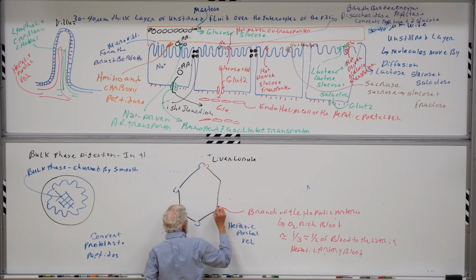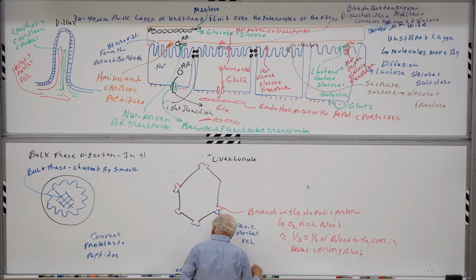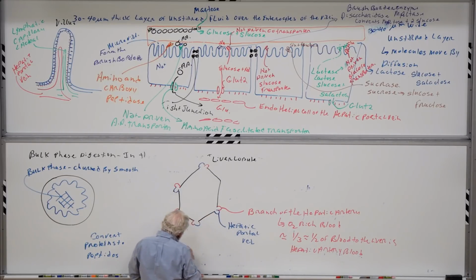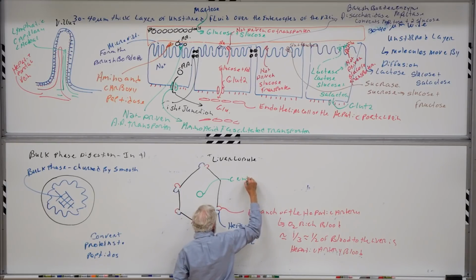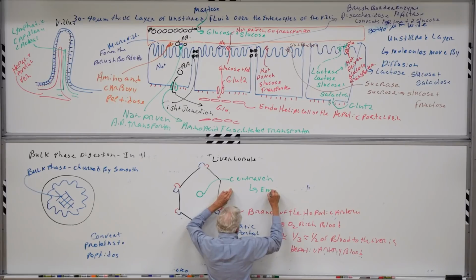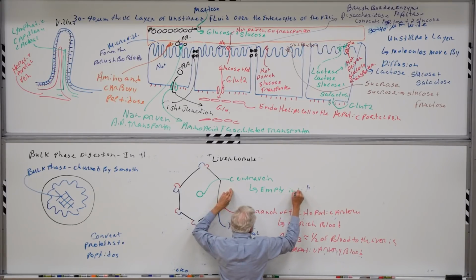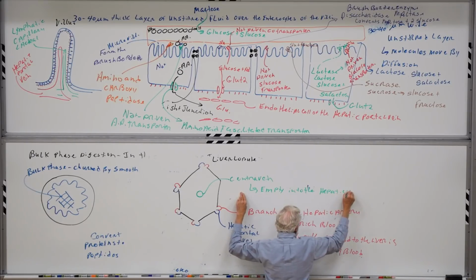And sitting next door will be, in red, an extension of the hepatic artery. Now, these will empty into a structure here called the central vein. And this will empty into the hepatic vein.